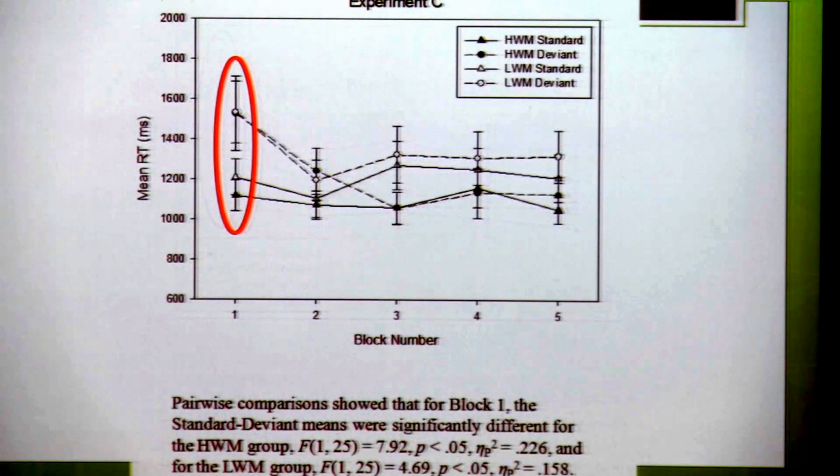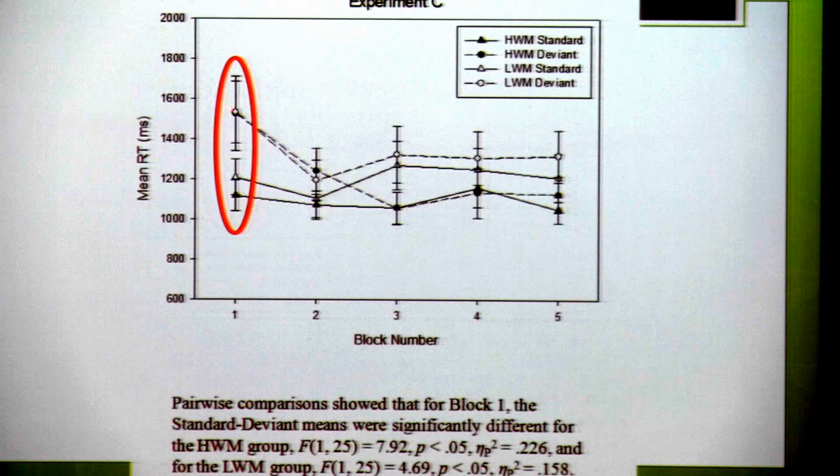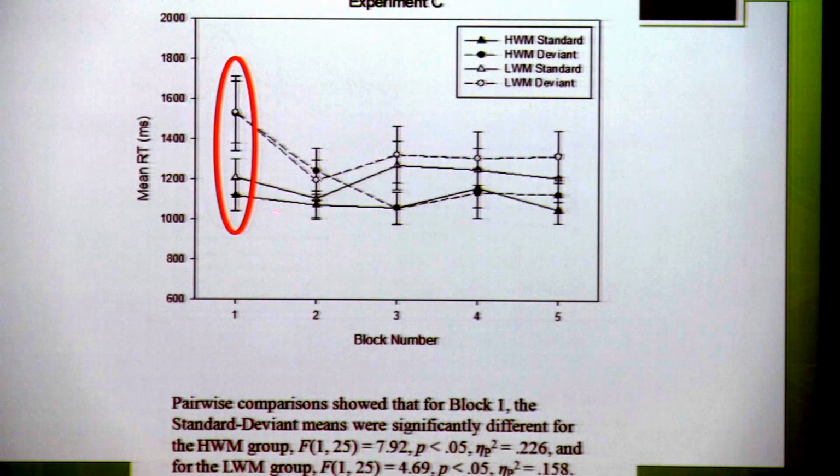As we go to experiment C, we see the same type of thing. And again, this was a different deviant, so it was a new sound for them. So both groups started out a lot slower with that deviant tone. There was a statistically significant difference for both groups between their deviant and standard times here as well. And then we see the same general trend of them getting better, but the higher working memory group getting just a little bit better than the lower working memory group.